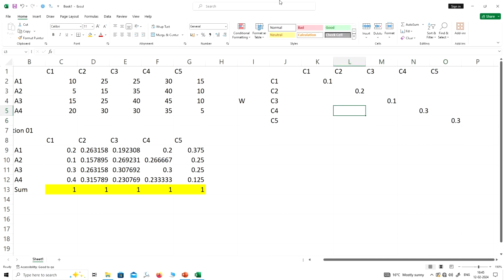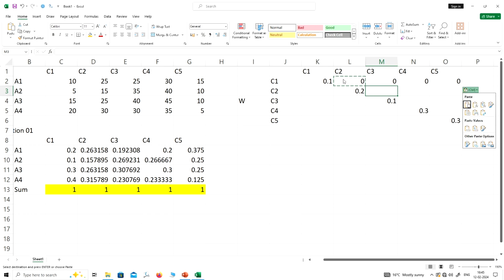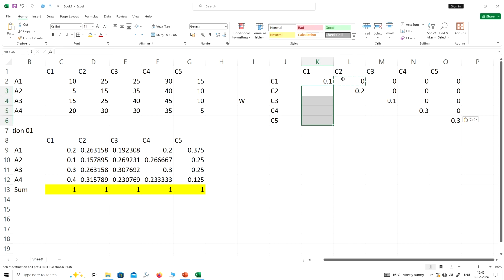Now, what does it mean? I have not put other values. If I consider this principal diagonal, it means I am putting 10% weightage for criteria 1, 20% for criteria 2, 10% for criteria 3, 30% for criteria 4, 30% for criteria 5. So, corresponding to this, the other values would be 0.